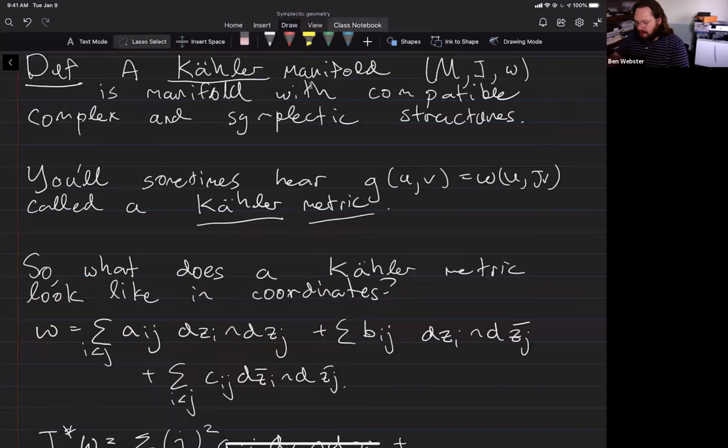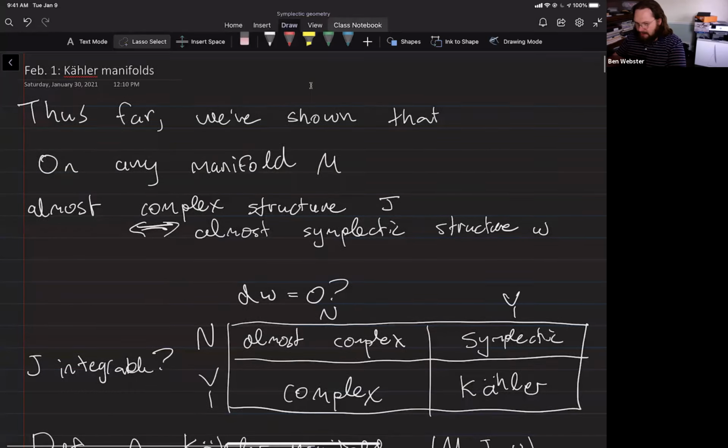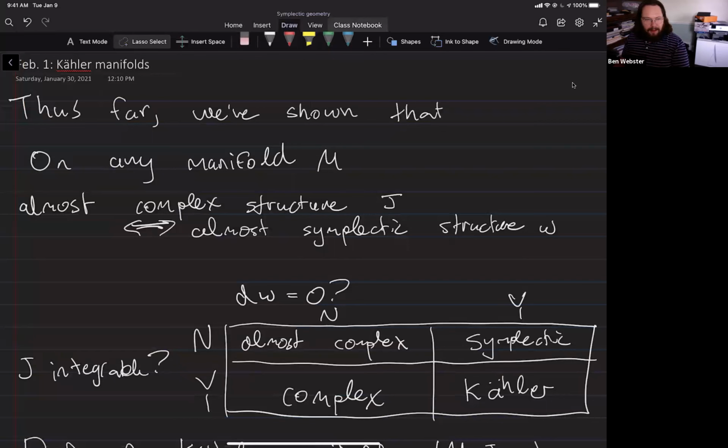So our topic for today is Kähler manifolds. So we've been talking last week about almost complex structures, symplectic structures, how they relate to each other. And one of the things we proved, this is essentially just a linear algebra result, that if I have a manifold M, I have an almost complex structure, which I'll just remind you is a map of bundles from the tangent bundle to itself, such that J squared is minus the identity.